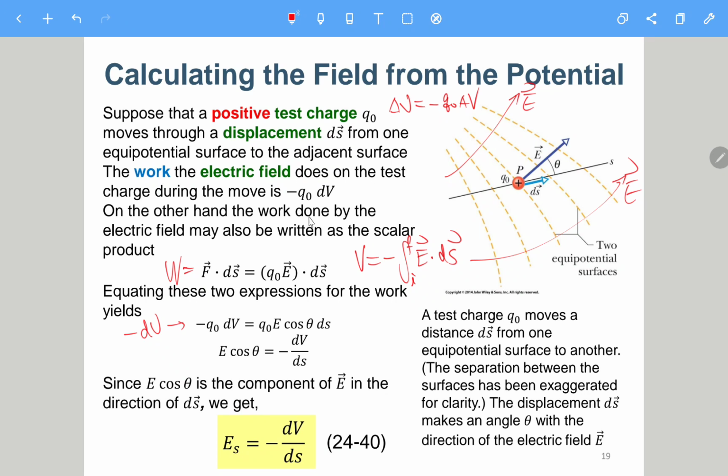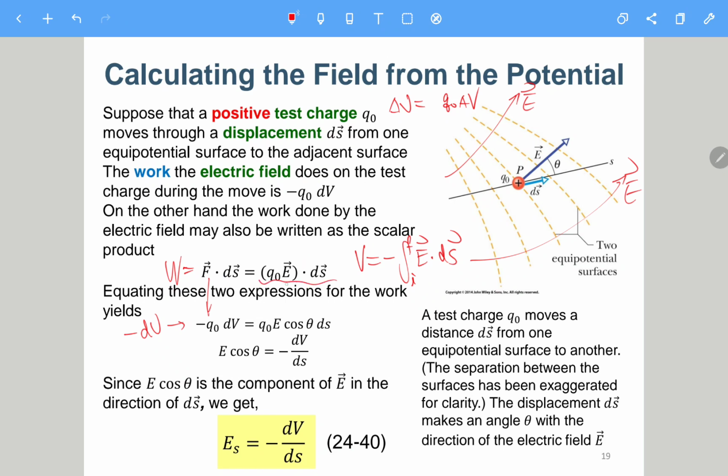So we have negative du equals negative q0 dv. Here, delta u equals q0 delta v, so here we have negative du equals negative q0 dv. Okay, so this is work done. This is negative u, so these two should be the same thing. And this is a dot product.